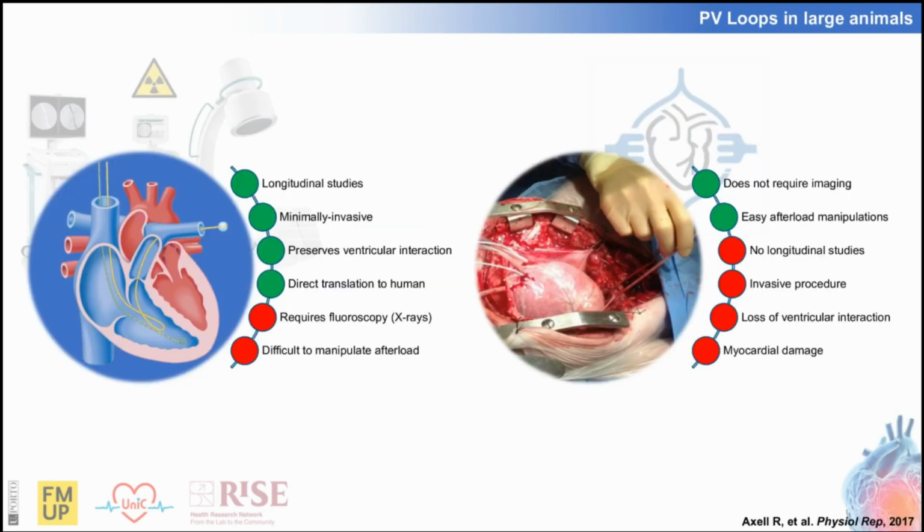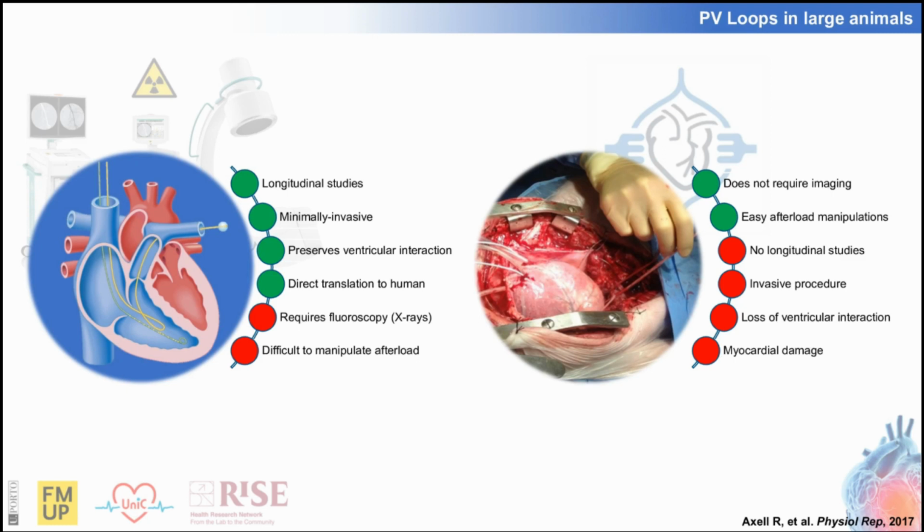So in large animals, and the same in small, there are two approaches to acquiring PV loops, both with their advantages and disadvantages. The closed chest or percutaneous model is a less invasive and more physiological approach, which in theory allows for longitudinal studies to be performed. However, it does require fluoroscopy or X-ray imaging and makes it difficult to manipulate afterload.